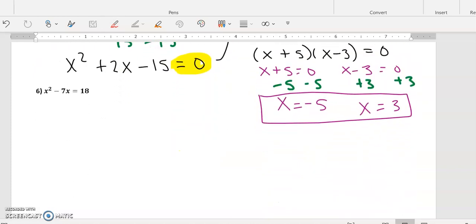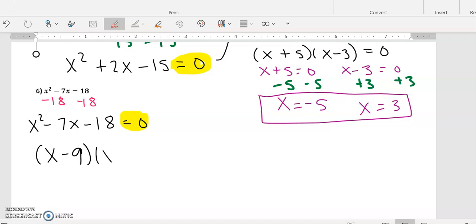Last problem. Caution, needs to be rewritten. I'm going to start by canceling the 18 out and moving it to the other side of the equal line. Subtracting it cancels it, leaving a 0 next to the equal sign, which is what we want. I'm not just moving it, I'm actually subtracting it because it is a +18. Okay, so now I'm going to factor what multiplies to -18 and adds to -7.